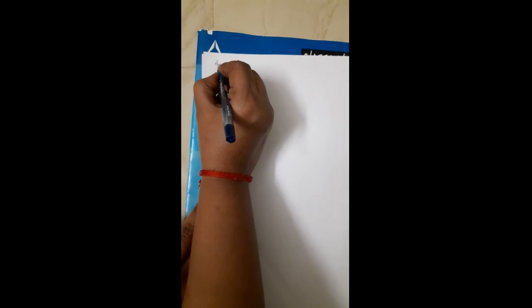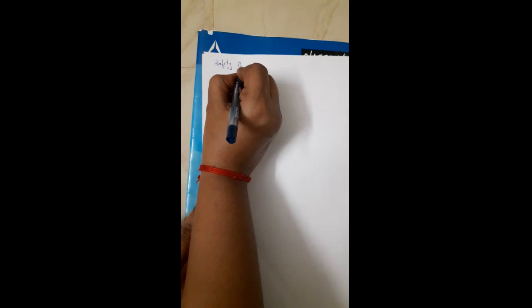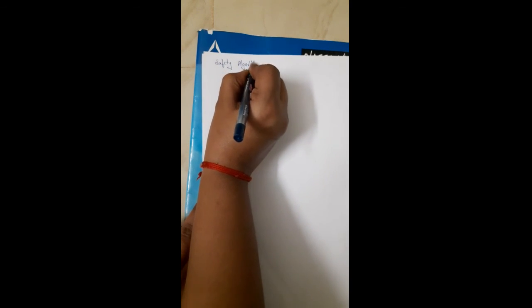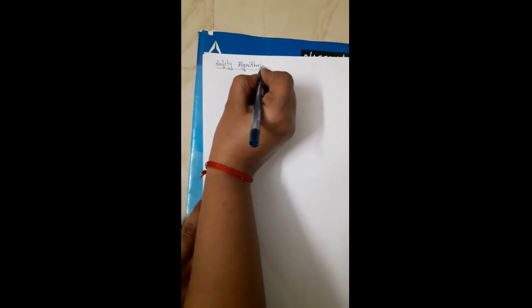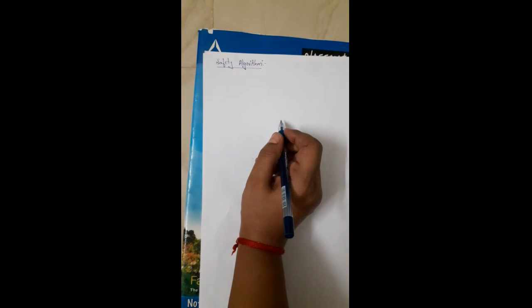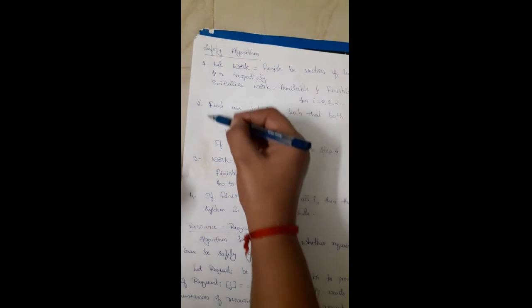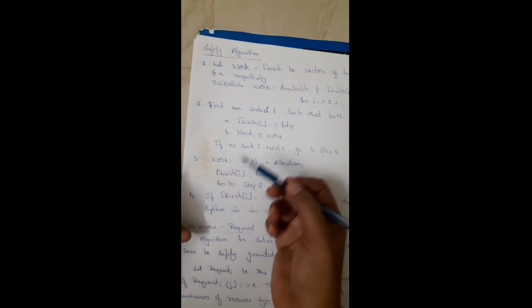So I'm going to solve it now, so concentrate. Safety algorithm. For this, as I explained, you have to remember these 4 steps. I already gave an introduction about the safety algorithm, right? So you have to remember these 4 steps to run the safety algorithm on this given data. Okay, we'll see how to solve this.